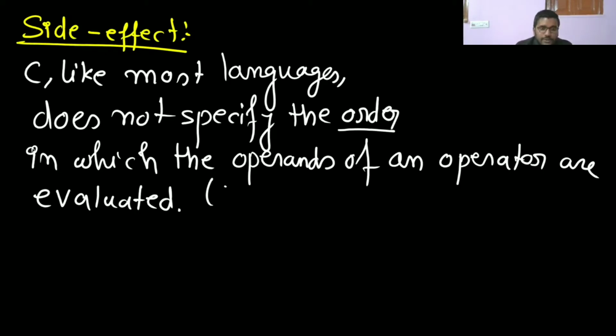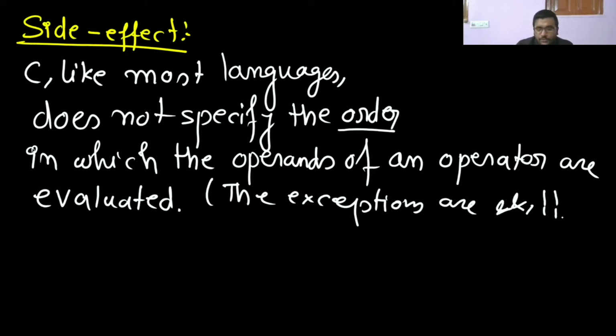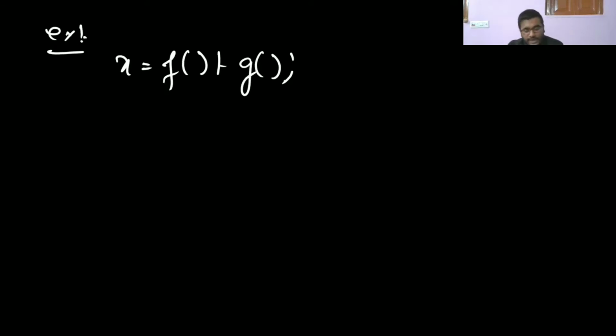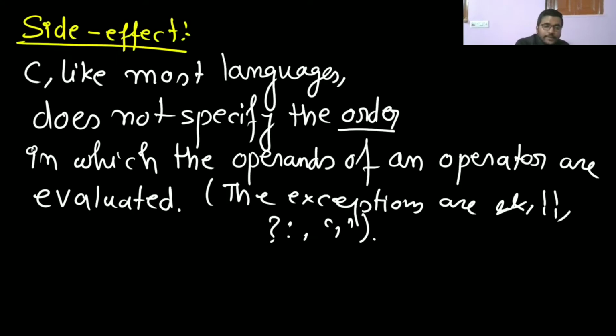The exceptions are logical and, logical or, and the ternary operator. What I mean will be clearer with an example. Suppose you have a statement x equals, where you call one function and then call another function. From side effects, in GATE they will not ask any questions because it's compiler dependent.